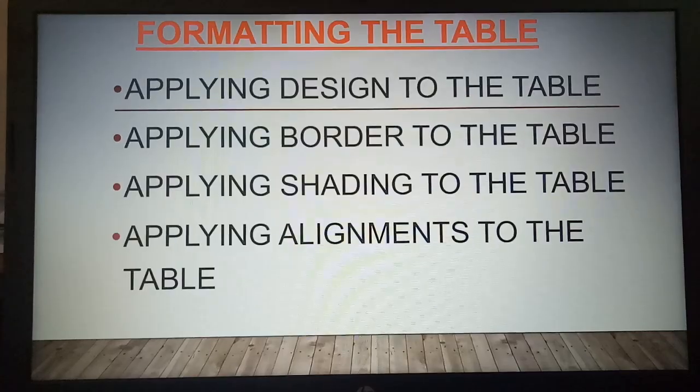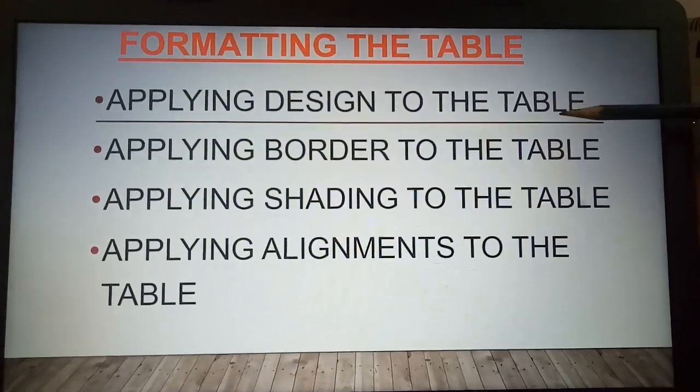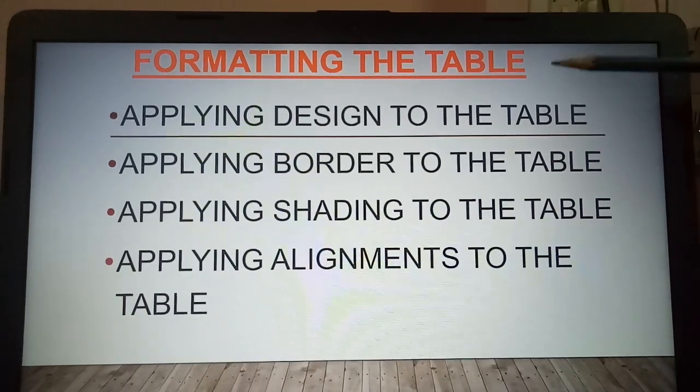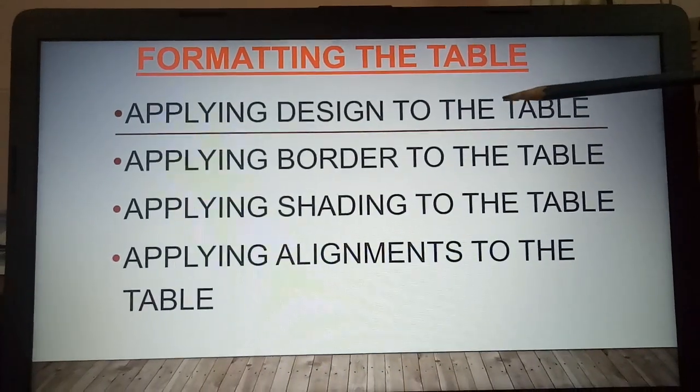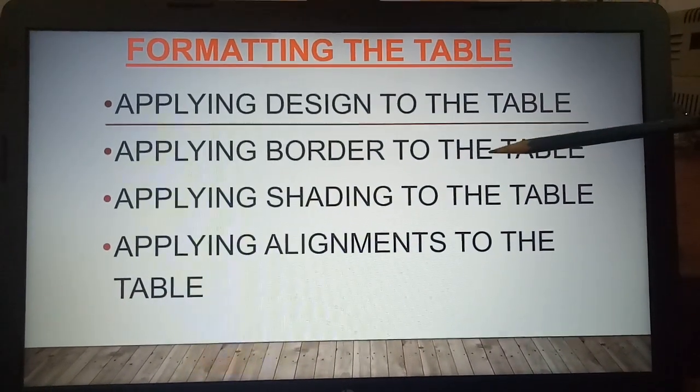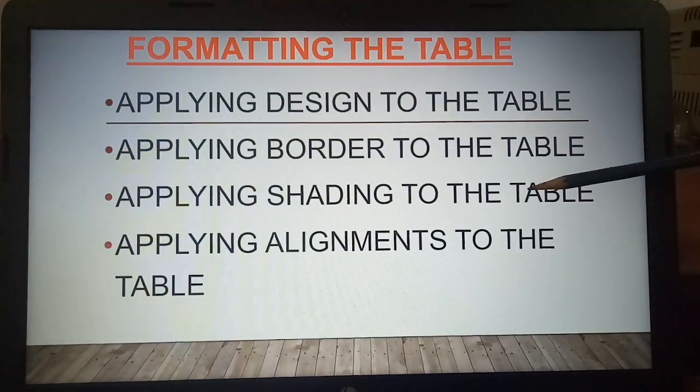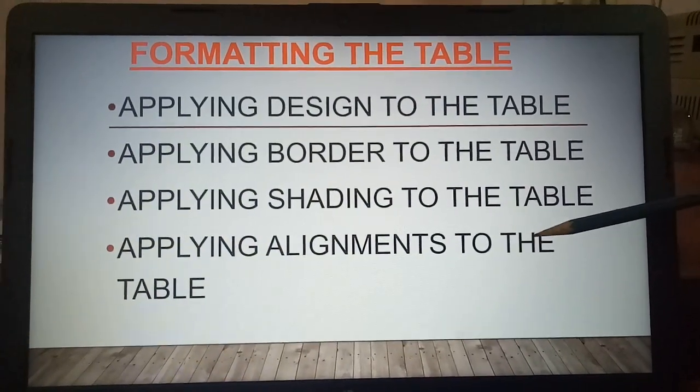Now that we have learned how to create a table, let us see how to add some formatting features to the table. Formatting means adding some special or extra features to the table which will make the table more attractive and appealing. As you can see on the screen are a few of the formatting features that can be applied to a table. The first one is applying design to the table. Second, applying border to the table. Third is applying shading to the table, and lastly applying alignments to the table.